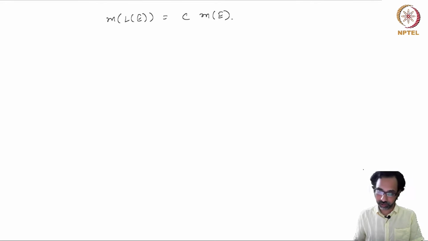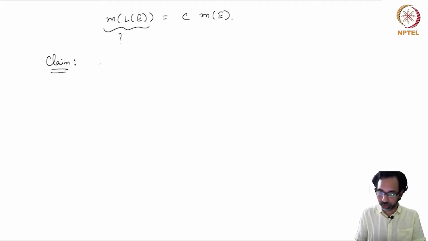However, there is a bit of a catch here, because we don't know yet whether for an elementary set E, this image L of E is Jordan measurable, and whether we can write M of LE, because if LE is not Jordan measurable, then M of LE doesn't make any sense. So the main important part in this case is to show that L of E is in fact Jordan measurable.